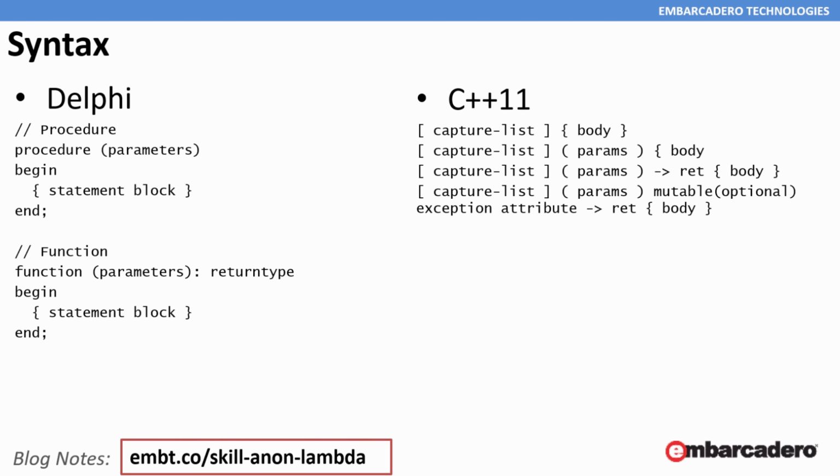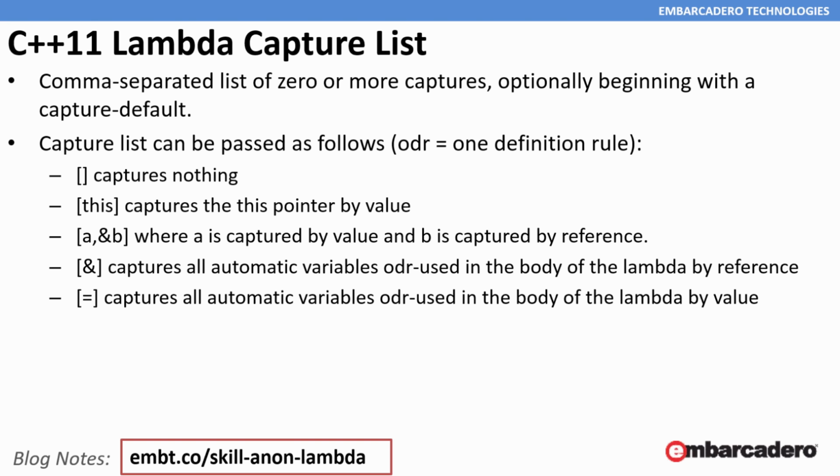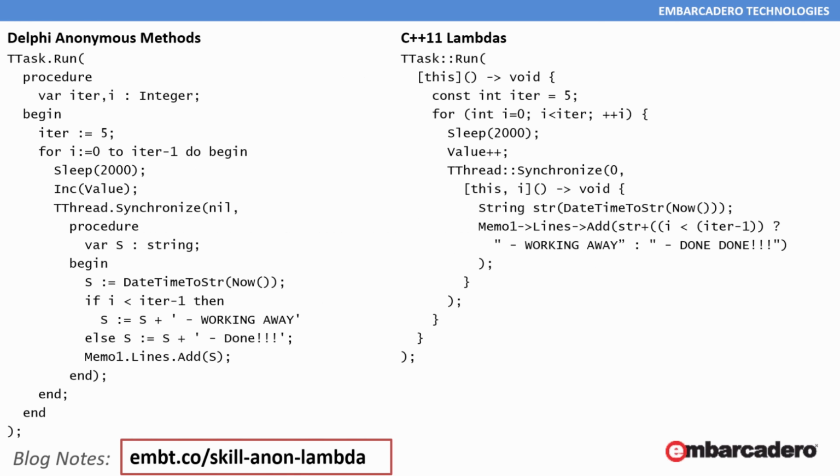Just a quick slide on the C++11 lambda capture list. It's a comma-separated list of zero or more captures, optionally beginning with a capture default. The capture list can be passed as follows. The empty square brackets mean nothing is captured. If you want to pass the this pointer, then put this inside of there. And then there are other options for capturing all automatic variables in the body of the lambda by value or by reference.